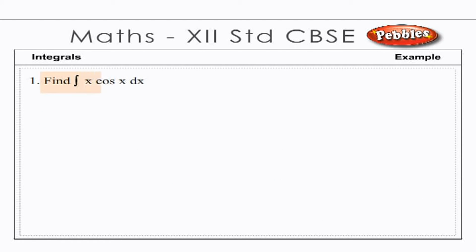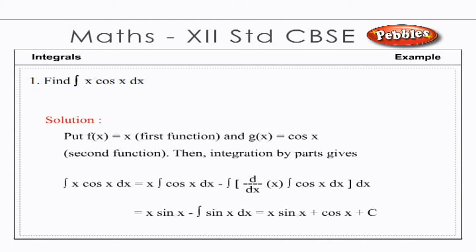Find ∫ x cos x dx. Solution. Put f(x) = x, the first function, and g(x) = cos x, the second function. Then integration by parts gives ∫ x cos x dx = x ∫ cos x dx - ∫ [d/dx(x) ∫ cos x dx] dx = x sin x - ∫ sin x dx = x sin x + cos x + C.